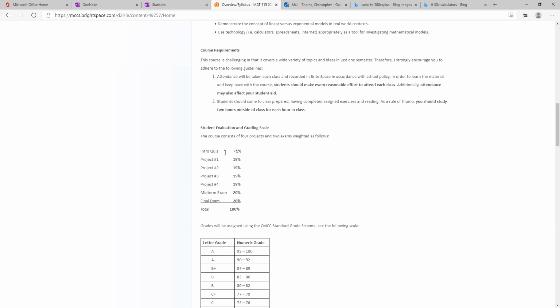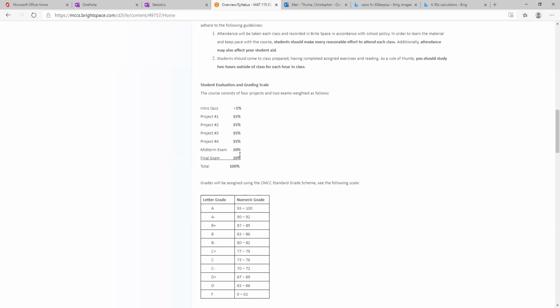I am 100% using it for attendance purposes, but a good way to also make sure I can answer anybody's questions. And then you can see we have 4 projects, right? And each project is 15% of your grade. And then we have our midterm and our final. So 2 tests, 4 projects is what is on the syllabus.